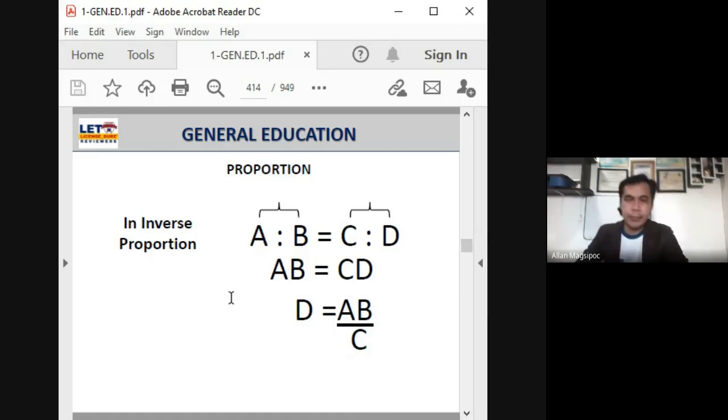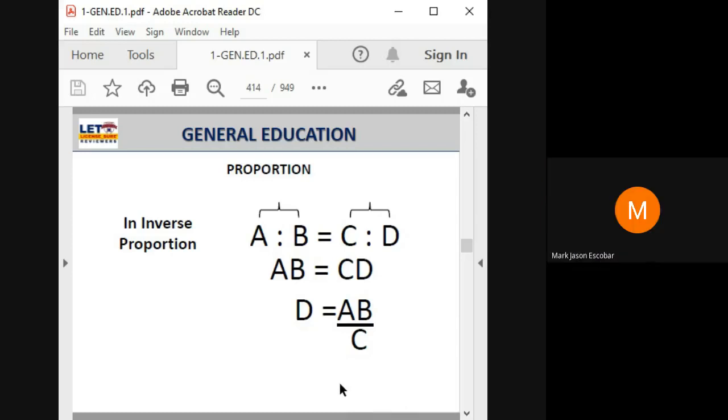Is it clear, my explanation about inverse proportion and direct proportion? Yes, sir. Okay, thank you.